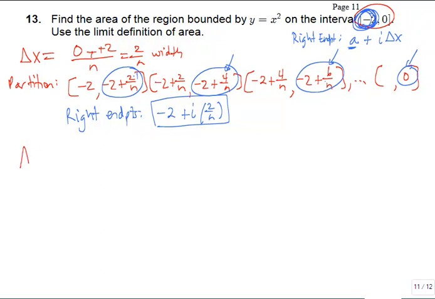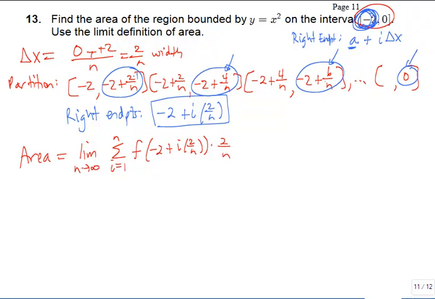So here's the limit definition of area. The true area, the exact area, will be the limit as n goes to infinity of the sum from 1 to n of f at this right endpoint times the width, which we know is 2 over n. So this is your height, f at that endpoint, times your width. So we're doing lengths times widths to get areas. And we're just adding up all of those rectangular areas, and then we're taking the limit of that as n goes to infinity to make them become more accurate.